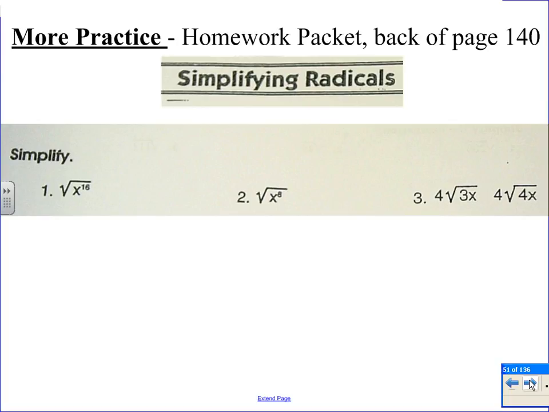Some of them are really easy. Some of them are going to make you think a little bit more. So number 1, who can explain to us what the square root of x to the 16th is? So who can explain to us? Evan? Okay, well, how did you get that?